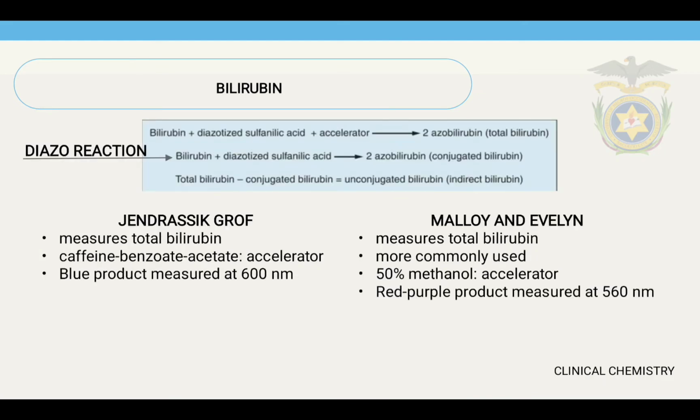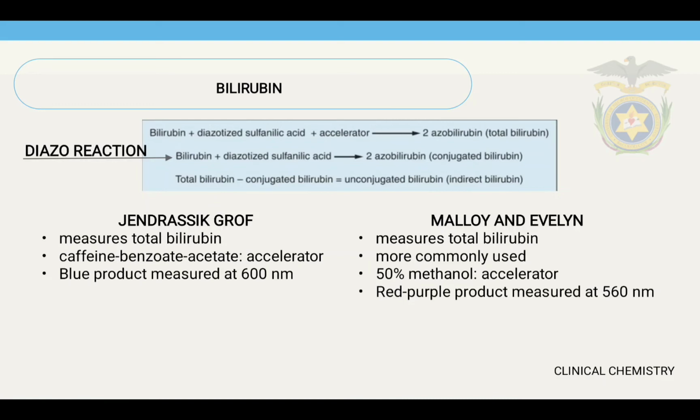For your bilirubin determination, initially we utilized a diazo reaction, in which we add your diazotized sulfanilic acid to your bilirubin sample, allowing us to measure conjugated bilirubin. However, as the years passed and technologies improved, the addition of an accelerator meant that we are now able to measure total bilirubin. Utilizing the additional accelerator are your Jendrassik-Grof and your Malloy-Evelyn procedures. The main difference between the two is the choice of accelerator preferred between each method.